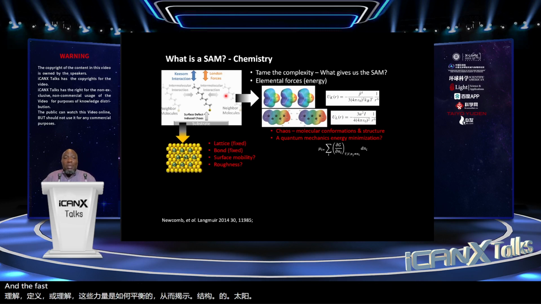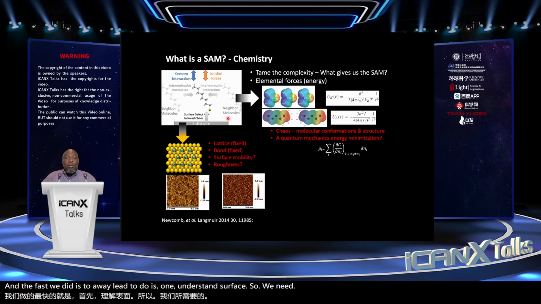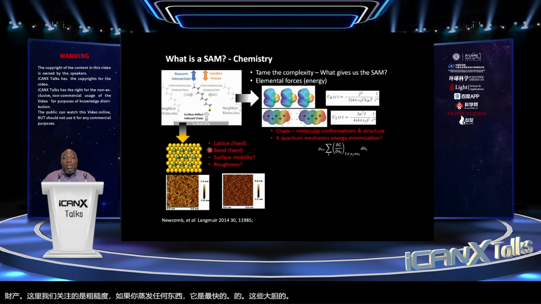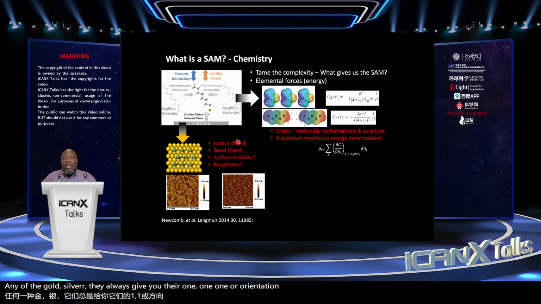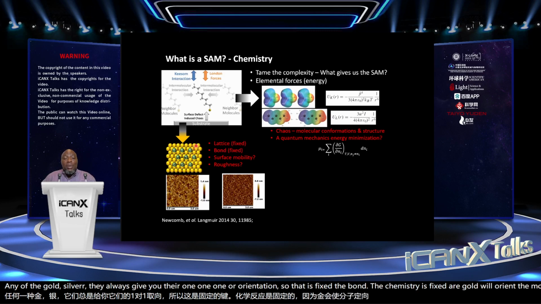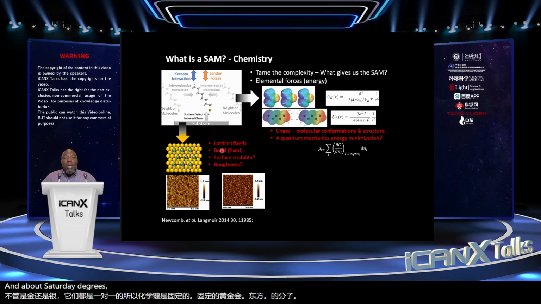The first thing we need to do is to understand the surface. So we need to control the surface properties. And here we will focus on roughness. If you evaporate any gold or silver, they always give you the 1-1-1 orientation. So that is fixed. The bond chemistry is fixed. Gold will orient the molecule at about 30 degrees, while silver will orient the molecule at about 10 degrees.